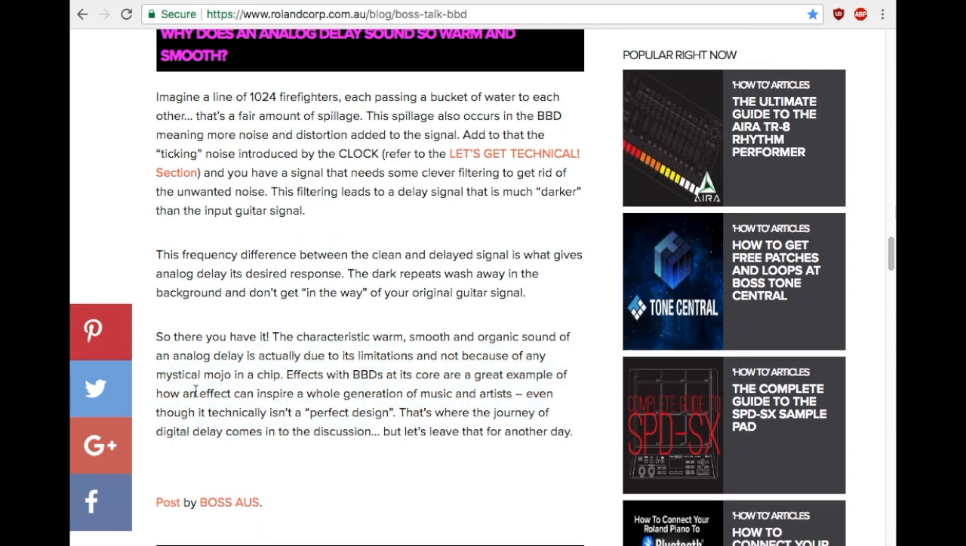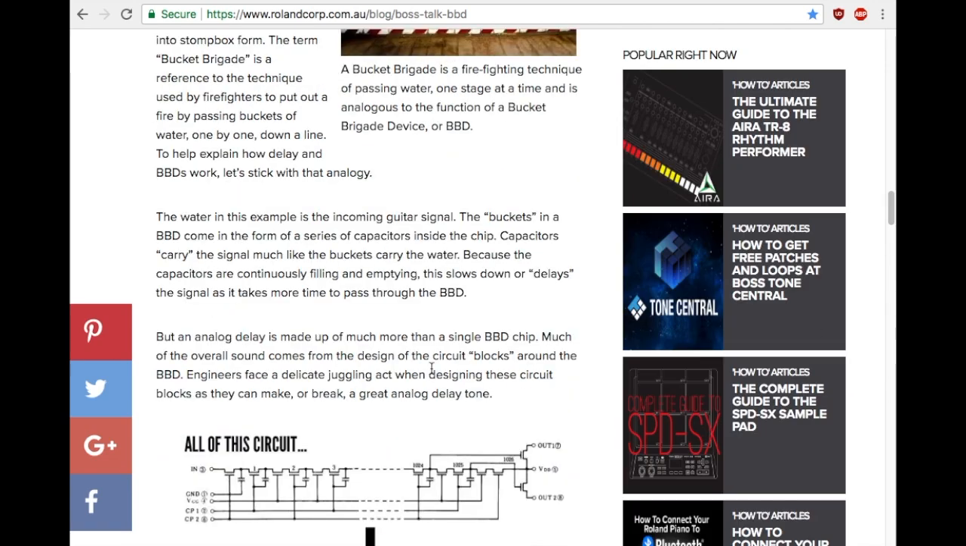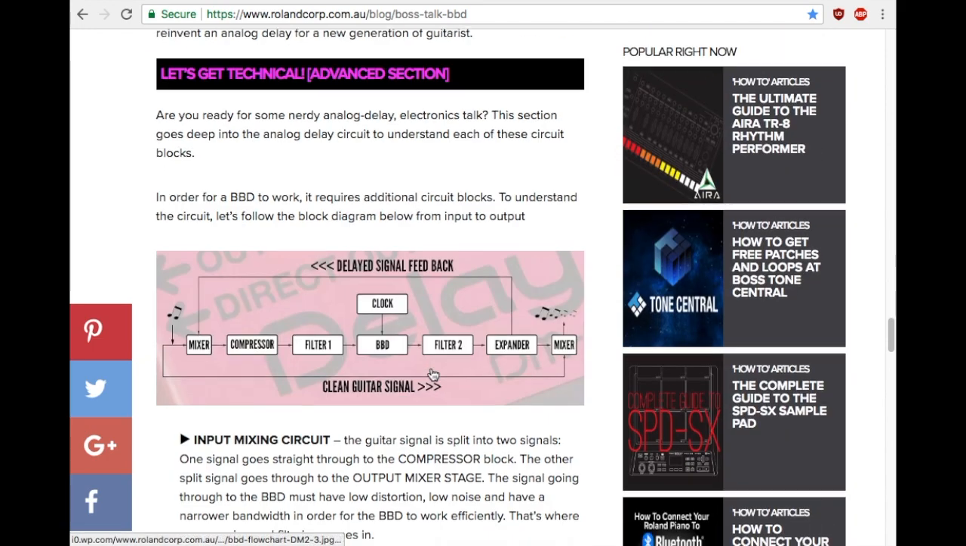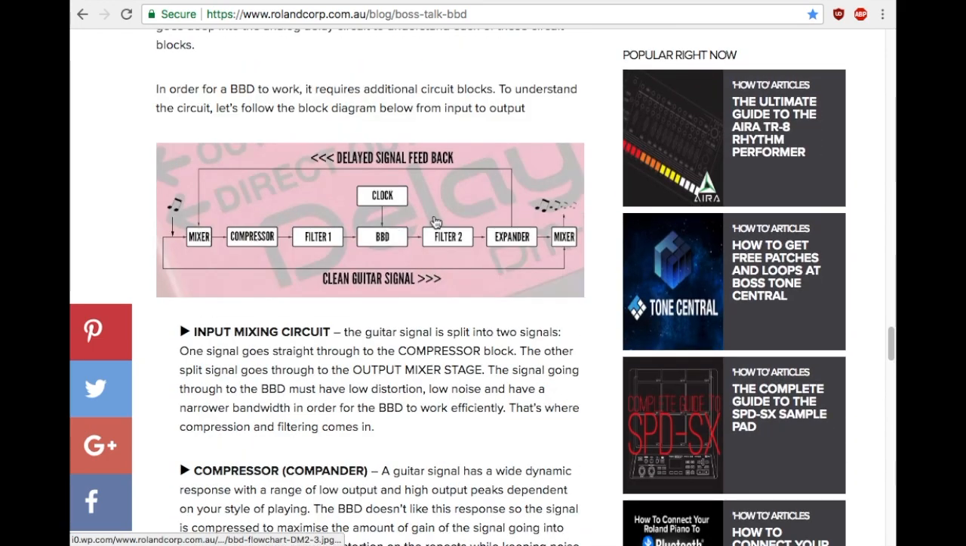It's a great example of how an effect can inspire a whole generation of music and artists, even though it isn't technically a perfect design. One great thing about analog is all the happy accidents, the strange behavior that's so hard to replicate in digital. But we're going to try today, knowing kind of how they work. I'm not going to do the compressor stage or the expander stage, but we're going to reproduce a very vague version of this. So let's get to it.